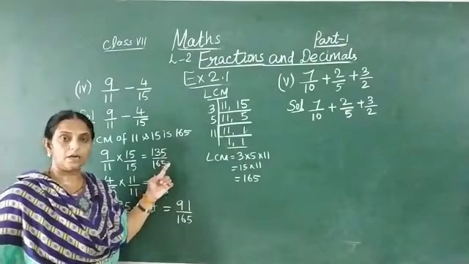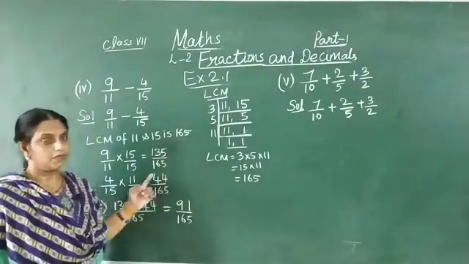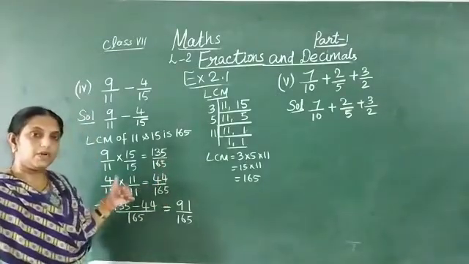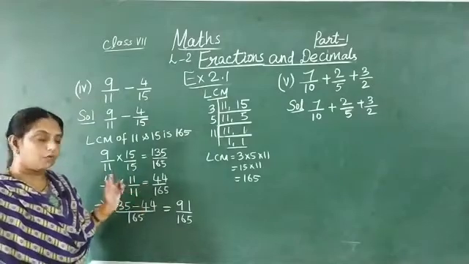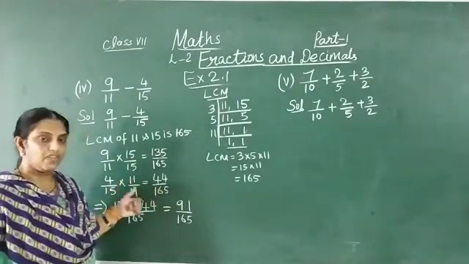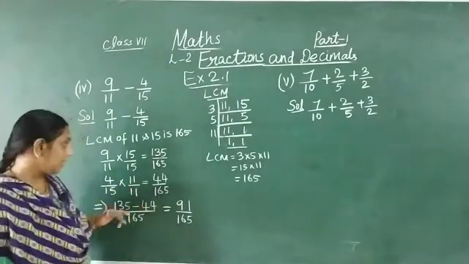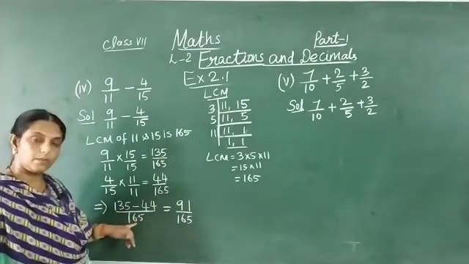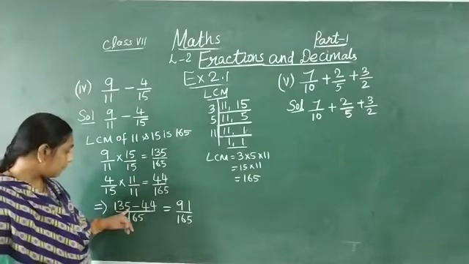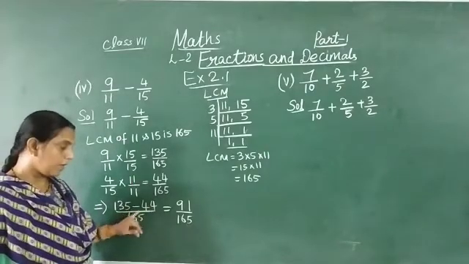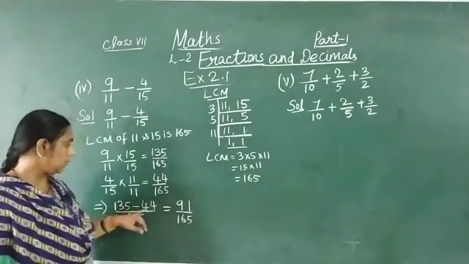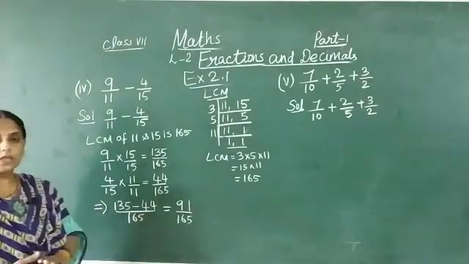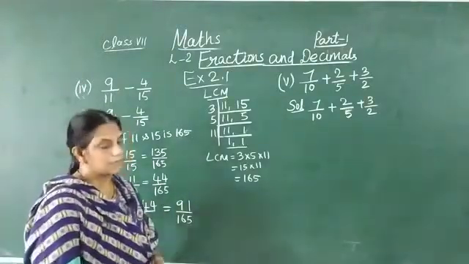So you will get 135 by 165. Then 4 by 15 multiplied by 11 by 11. So 4 11s are 44 and 15 11s are 165. Now 135 minus 144 divided by 165. Now 5 in the unit place and 4. 5 minus 4 is 1 and 13 minus 4 will become 9. So the answer is 9 by 165.